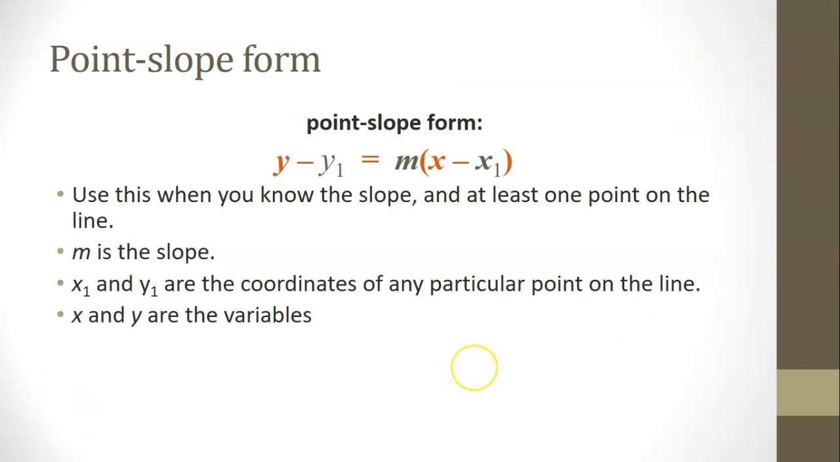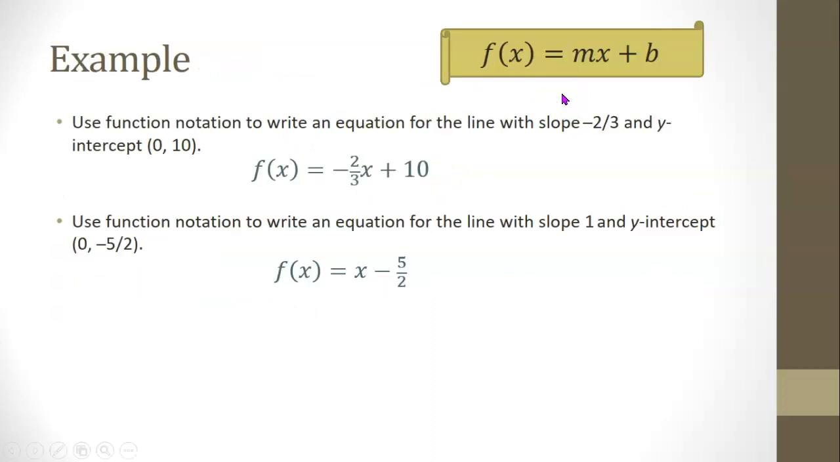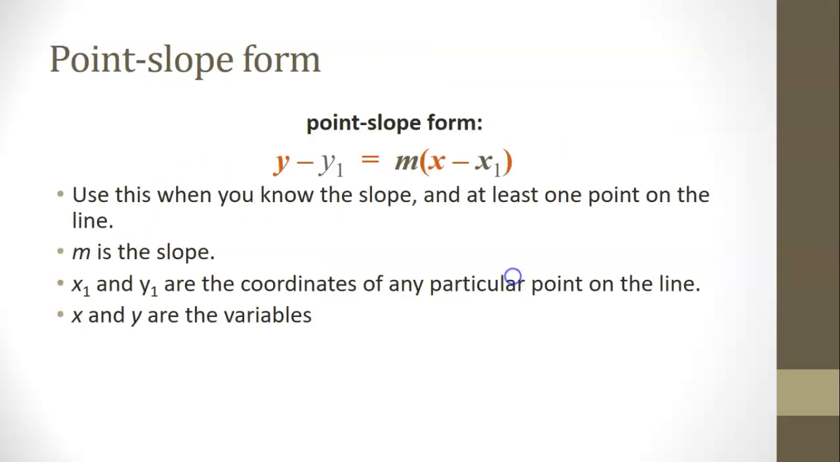Now that only works when you have the slope and the y-intercept. The point that you have does have to be the y-intercept. It can't just be any old point. It has to be the y-intercept, which means its x-coordinate has to be 0. But what if the point that you know isn't the y-intercept, it's some other point on the line? In that case, if you want to write an equation for the line, you can use point-slope form.